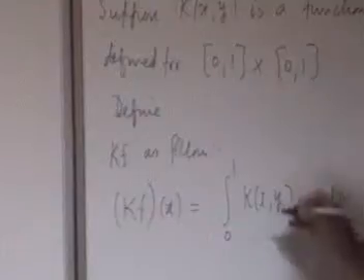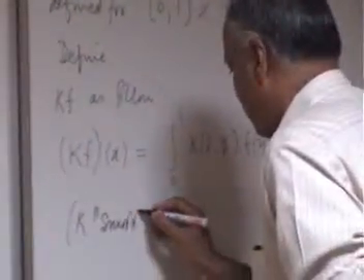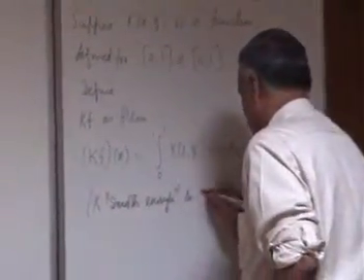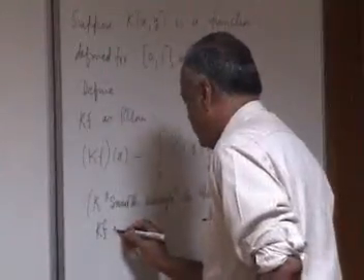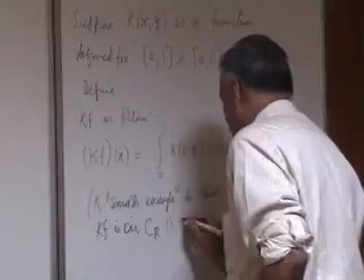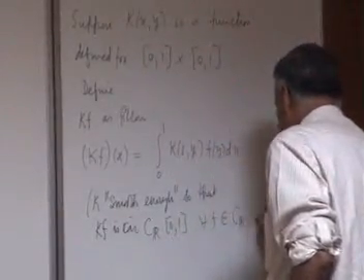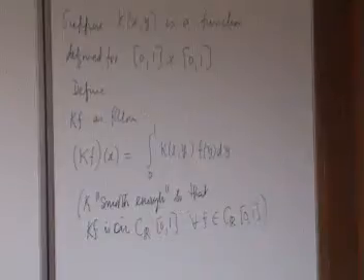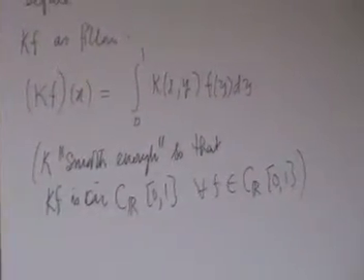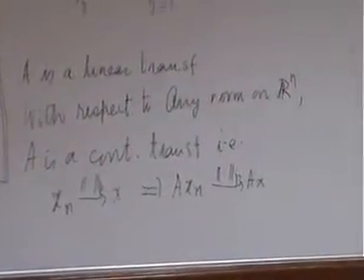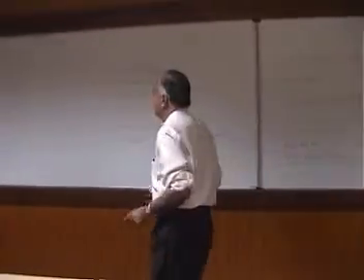So k, at present I will not write anything, smooth enough so that Kf is continuous, is in C[0,1], that is a continuous function for every f in C[0,1]. So we have a transformation analogous to this. You find it's a linear transformation, because if I put an f plus g here, it splits into integrals, because integral is a linear transformation. So K is a linear transformation.